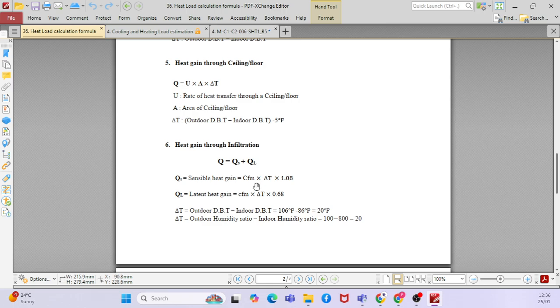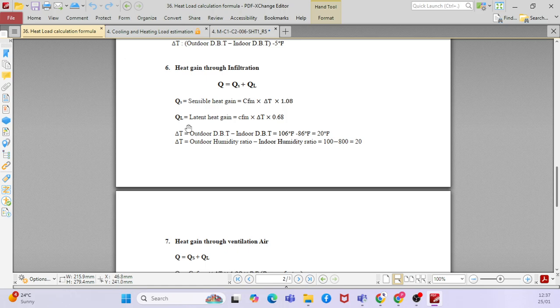Okay, so the sensible heat, what is the equation? CFM multiplied by delta T multiplied by 1.08. And for latent heat, CFM multiplied by delta T multiplied by 0.68. Okay, so I feel there is a mistake here in this equation. This should be delta H. It is like a moisture content. What is the moisture outside?